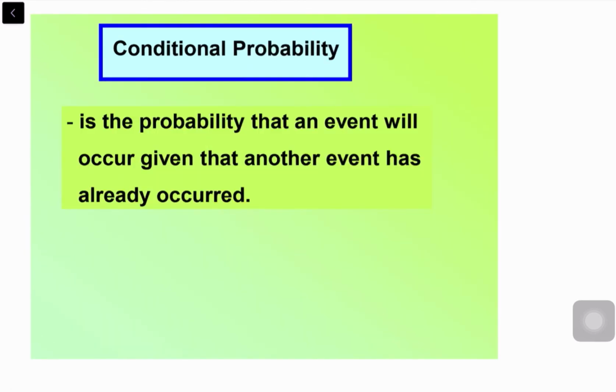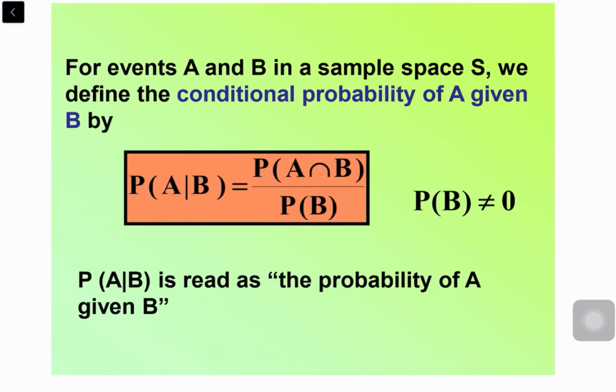In other words, conditional probability is the probability that an event will occur given that another event has already occurred. So let's say we have two events A and B in a sample space. We define the conditional probability of A given B as P(A | B) equals P(A intersect B) over P(B). As we should note, P(B) must not be equal to 0. And P(A | B) is read as the probability of A given B.